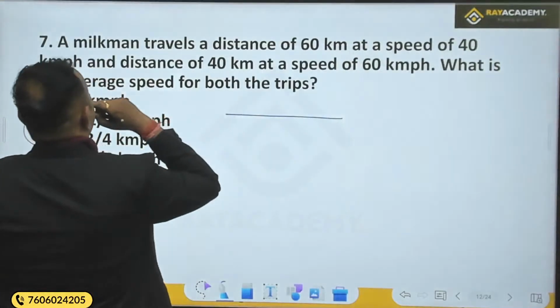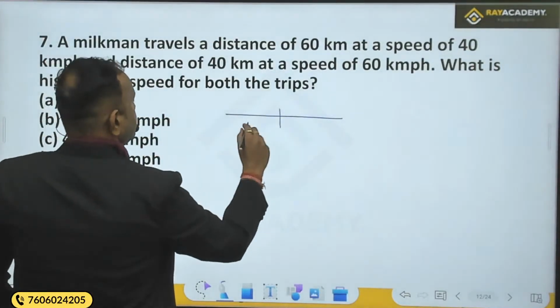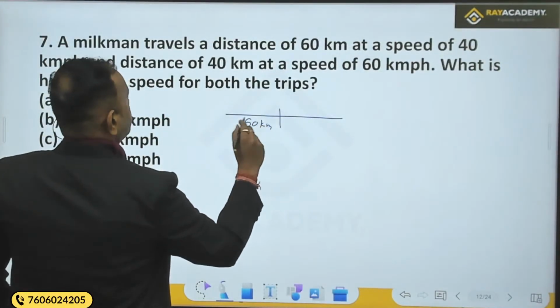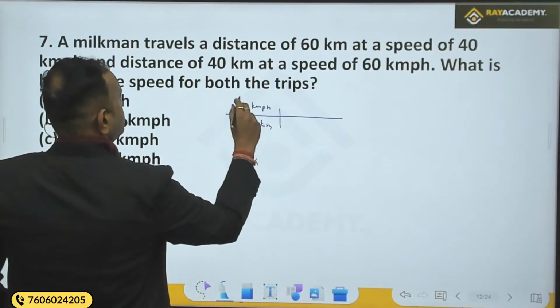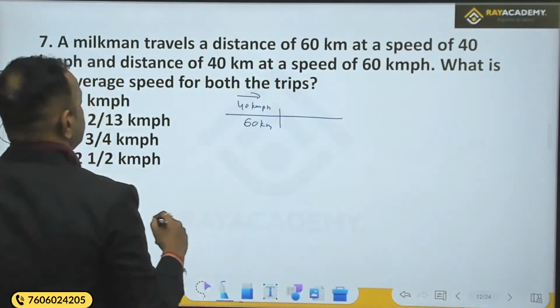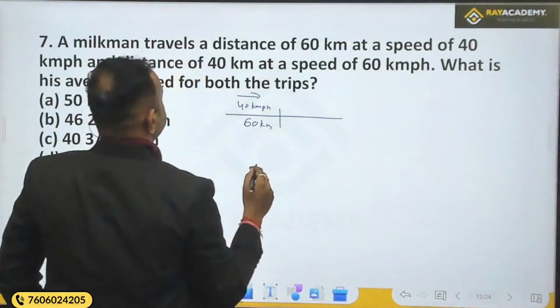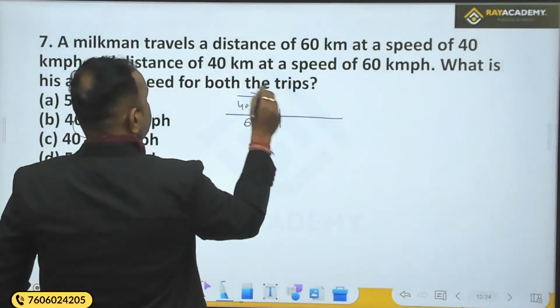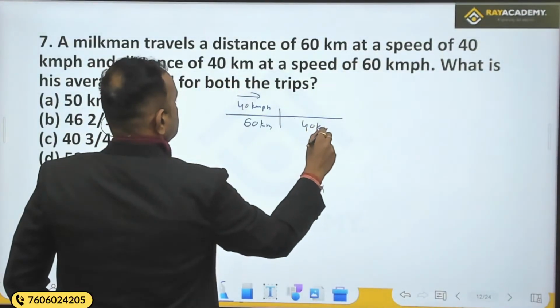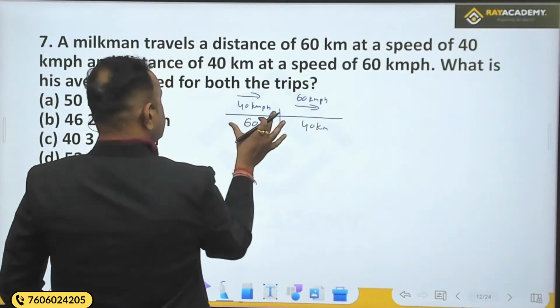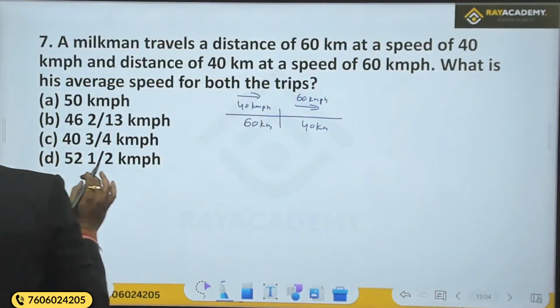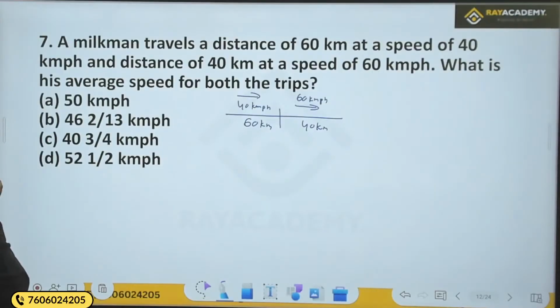A milkman travels a distance of 60 km at a speed of 40 km per hour, and another distance of 40 km at a speed of 60 km per hour. So two stretches. The first stretch is 60 km at 40 km per hour. Another distance is 40 km, which he has gone at a speed of 60 km per hour.